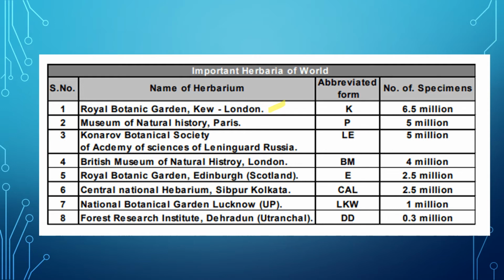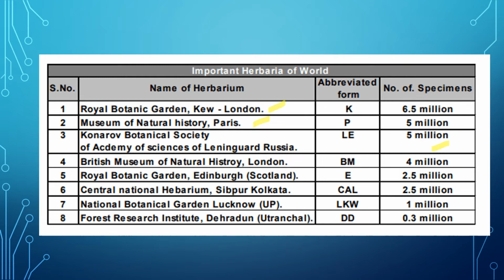It consists of 6.5 million specimens. The next, Museum of Natural History in Paris, its number includes 5 million specimens. Komarov Botanical Institute of the Academy of Sciences of Leningrad, Russia, it includes 5 million specimens. British Museum of Natural History, London, it includes 4 million specimens.